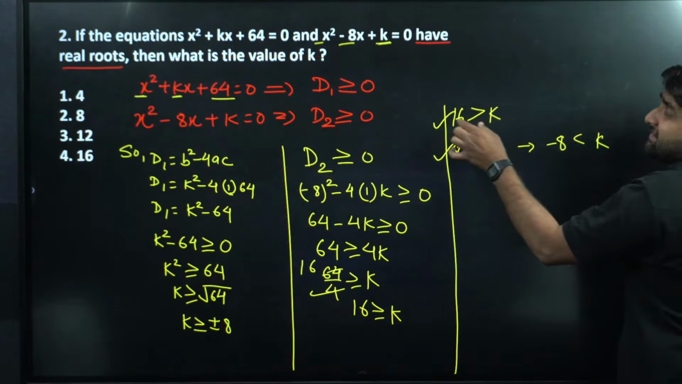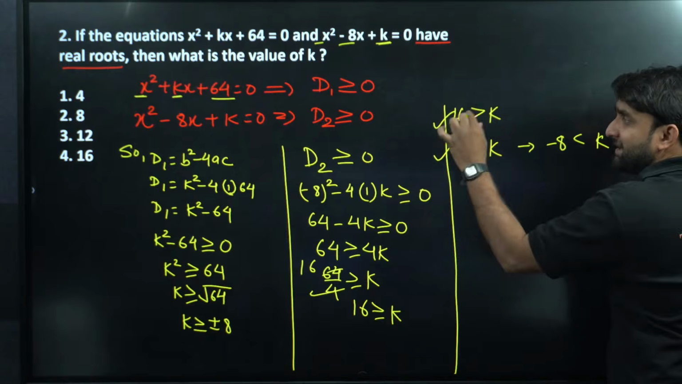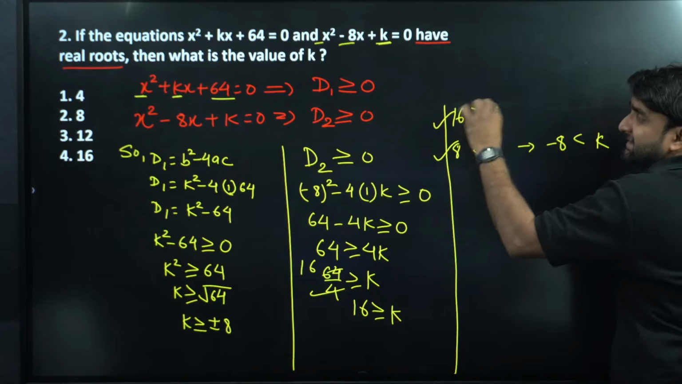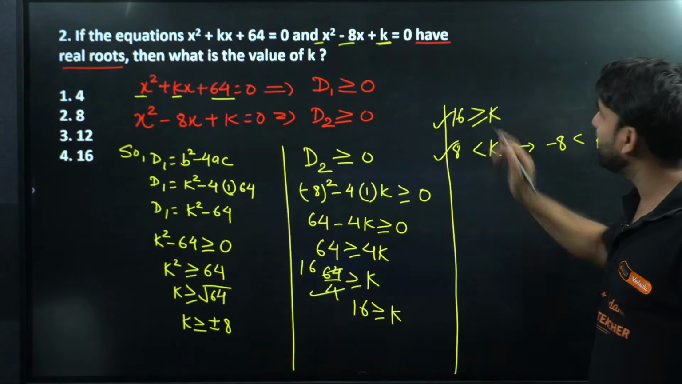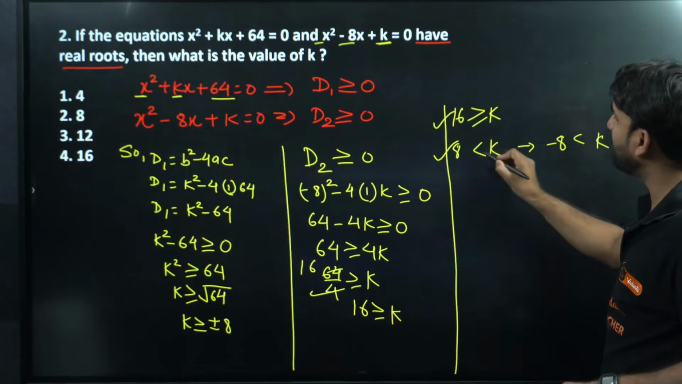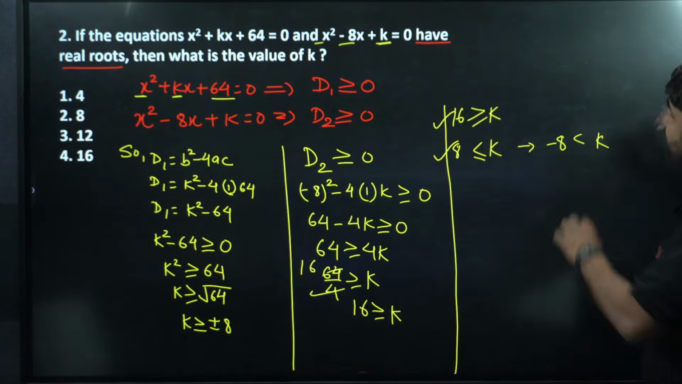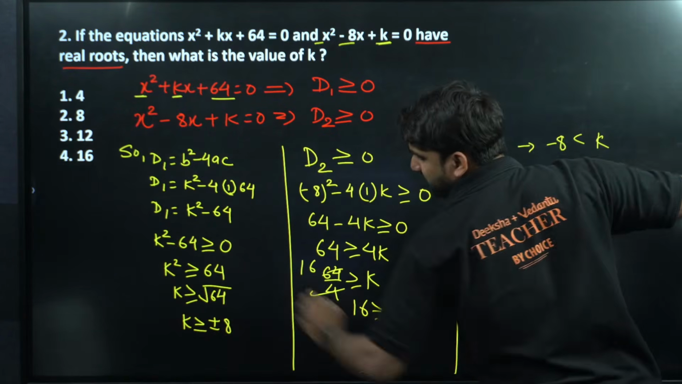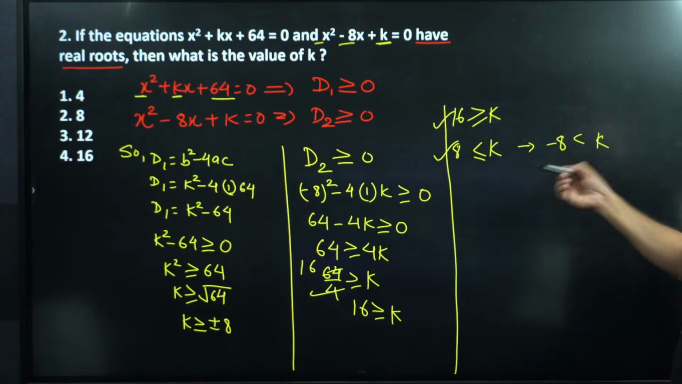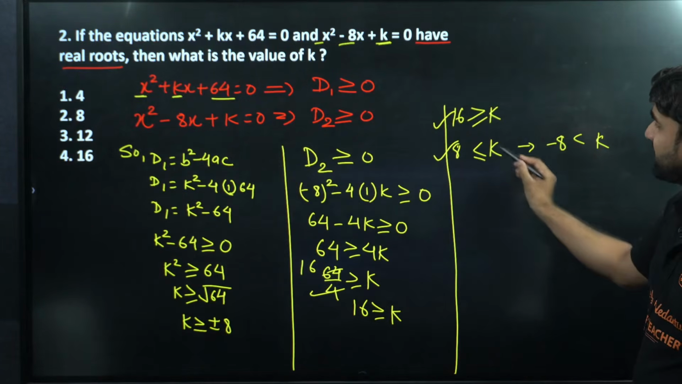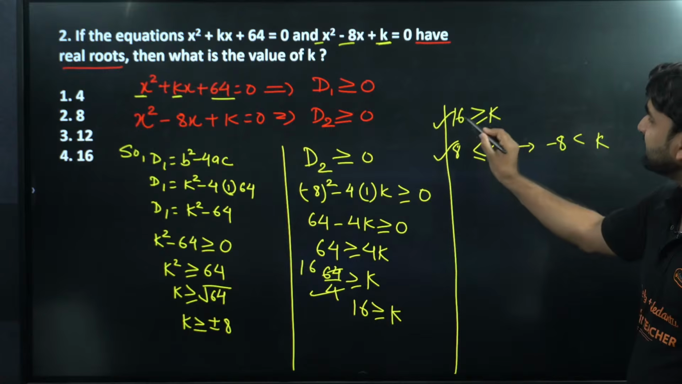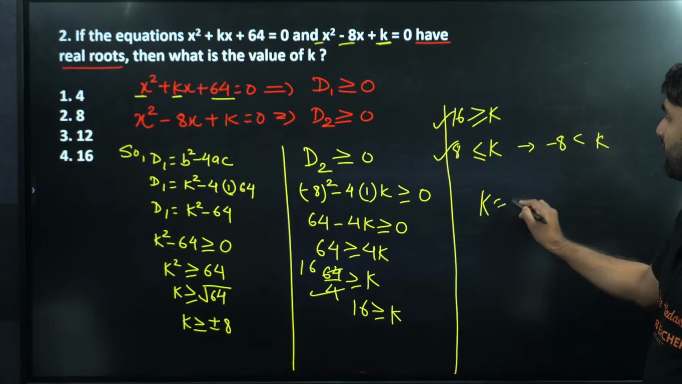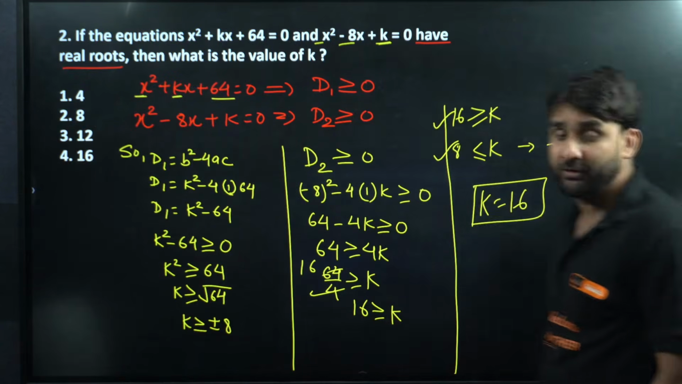Here k is less than 16, and here k is greater than 8. K is less than or equal to 16, and here k is less than or equal to 8 plus 8. So k can't be greater than minus 8. Here the situation is k is greater than minus 8. Right, my dear champions? So when we combine both, k is greater than 8 and k is smaller than 16. So if we combine both situations, k will be equal to 16. I hope you are getting my point.